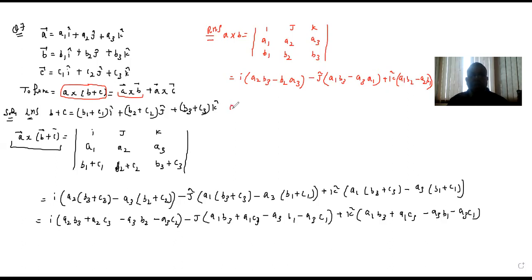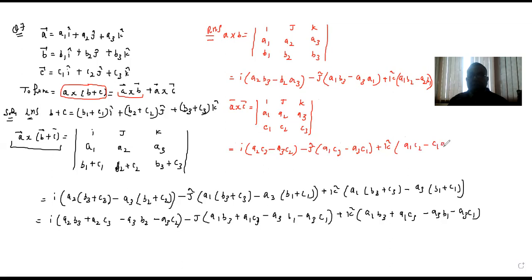Now you will find out A cross C, then you will add A cross C. This is i, j, k; A1, A2, A3; C1, C2, C3. This is i, A2 C3 minus A3 C2, minus j, A1 C3 minus A3 C1, plus k, A1 C2 minus C1 A2. Now add number 2 and number 3. You will get the same value as number 1. Clear? Add 2 and 3.